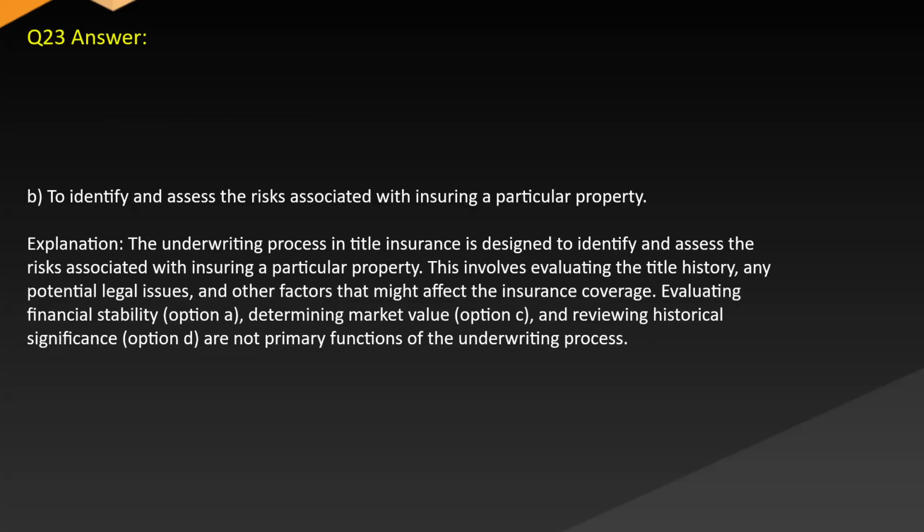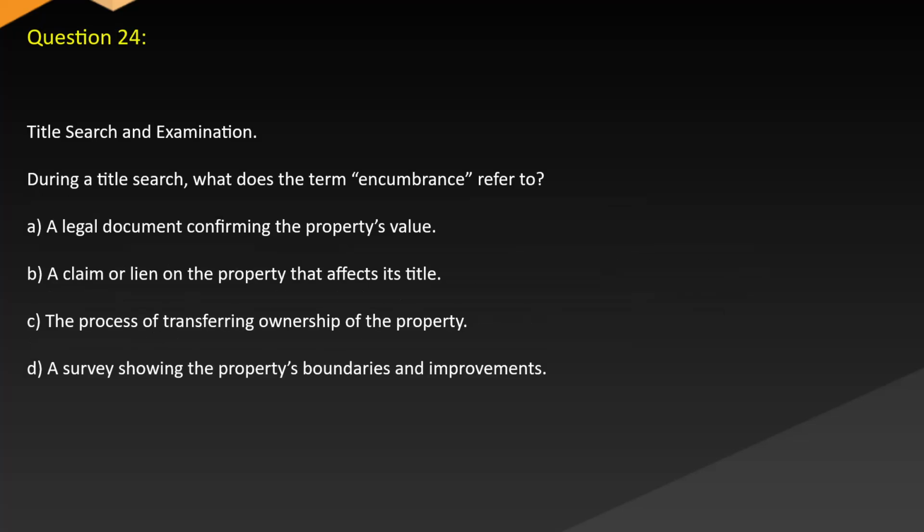Answer: B. To identify and assess the risks associated with insuring a particular property. Explanation: the underwriting process in title insurance is designed to identify and assess the risks associated with insuring a particular property. This involves evaluating the title history, any potential legal issues, and other factors that might affect the insurance coverage. Evaluating financial stability, option A, determining market value, option C, and reviewing historical significance, option D, are not primary functions of the underwriting process.